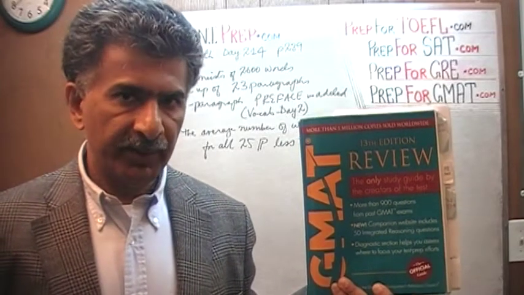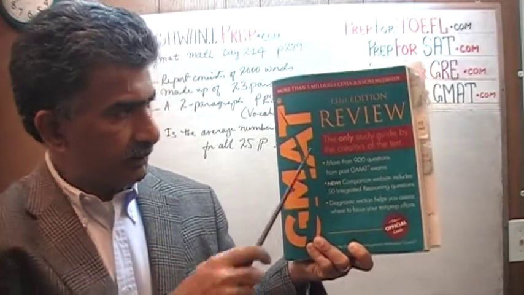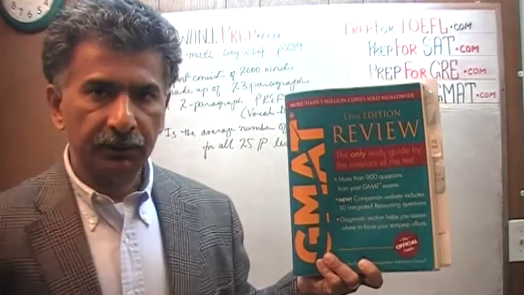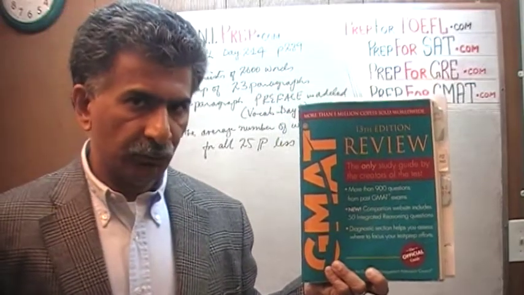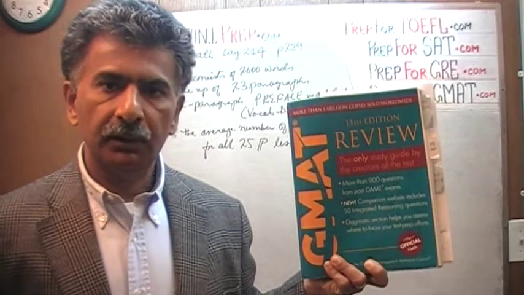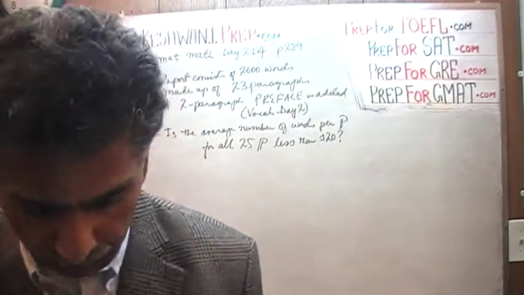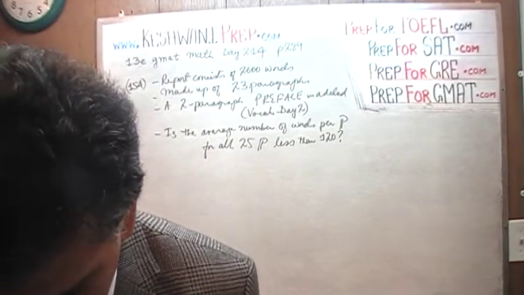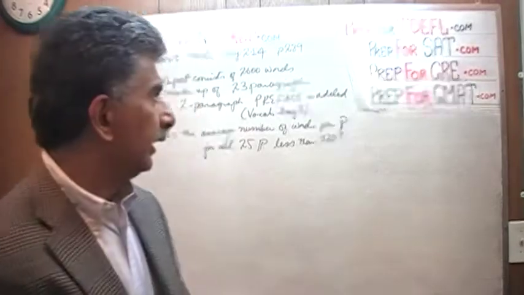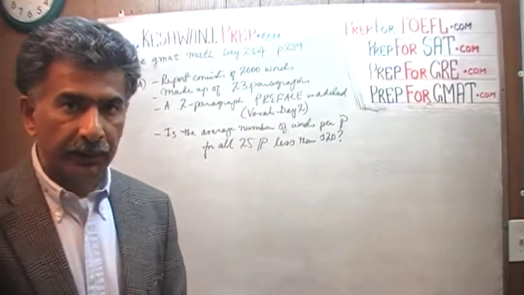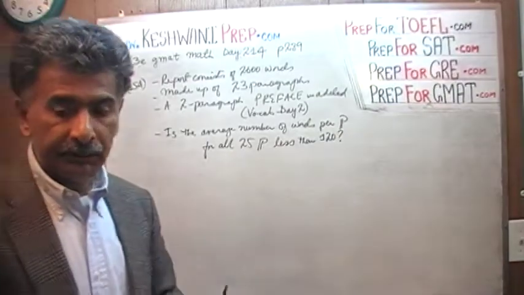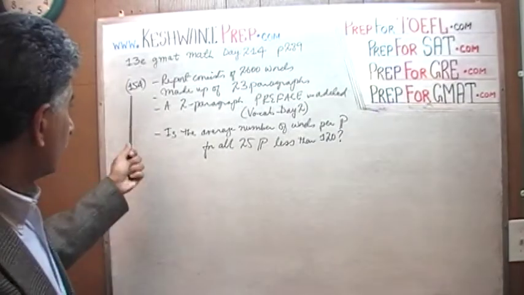We have been solving GMAT math problems out of this book, the GMAT Review, the Official Guide, 13th edition. If you do not own this book already, purchase one immediately. You're going to need it. The problem that we are about to solve is the one that you will find on page number 289. Please turn to page number 289. Today is our lesson number 214, the very last problem on the page.